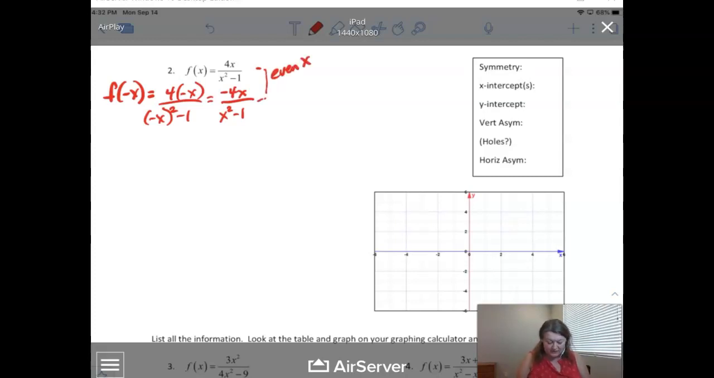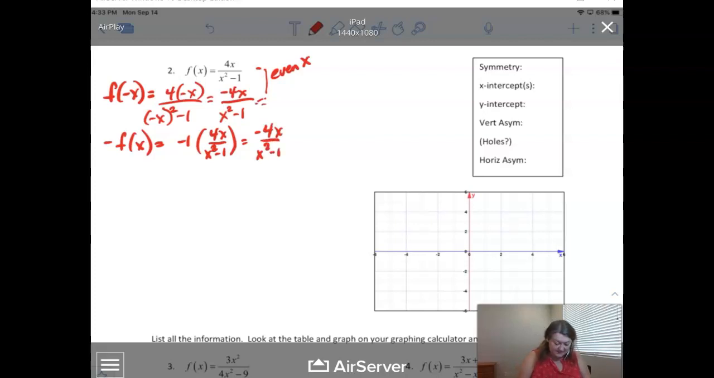Okay, so then the next thing we try is what happens if I put a negative in front of the original. So negative 1 in front of the original. So remember, when you put a negative 1 in front, you're either going to multiply across the top or the bottom, but not both. So if I do that, I'll get a negative 4x over x squared minus 1.